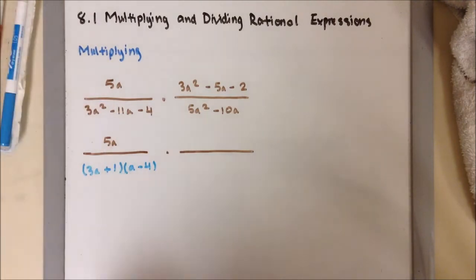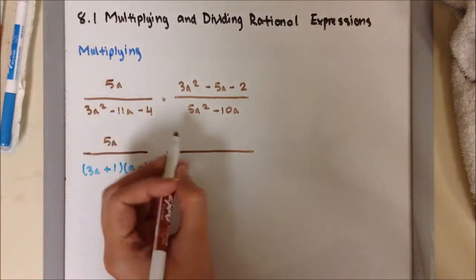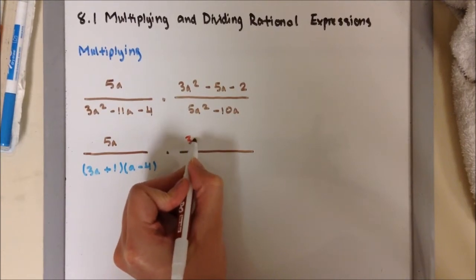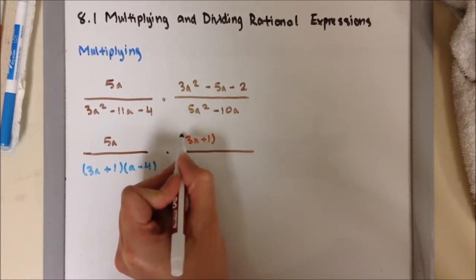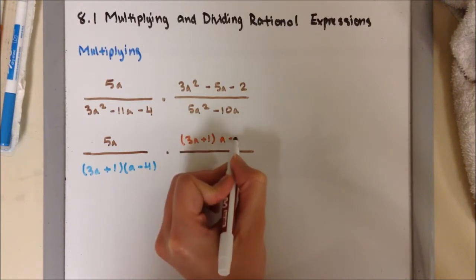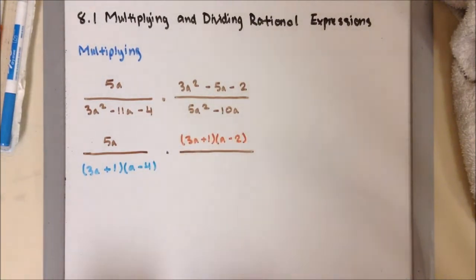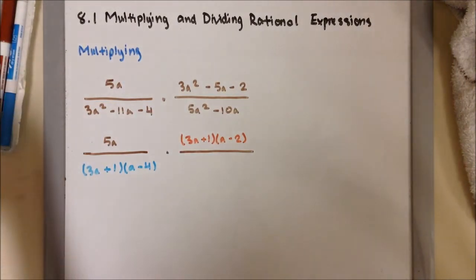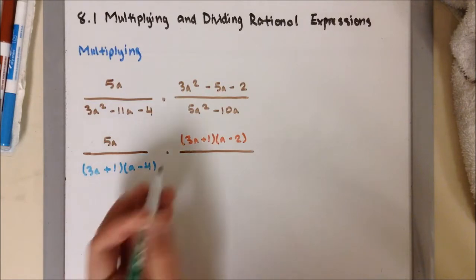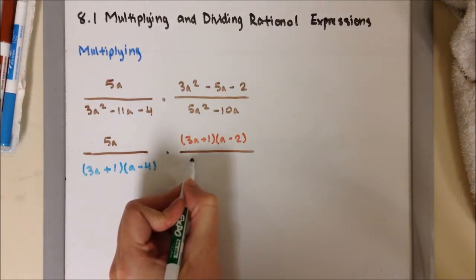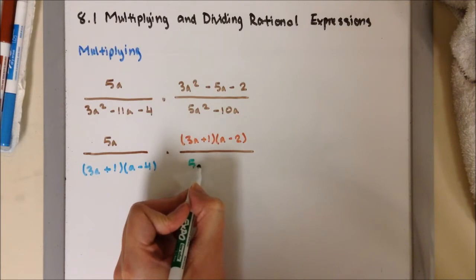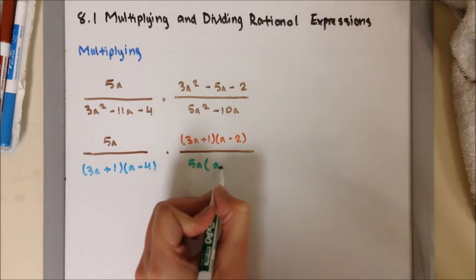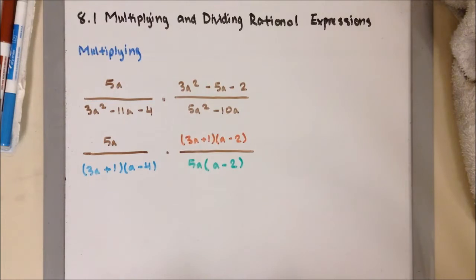Alright, in the numerator of the second rational expression, you should have gotten 3a plus 1 times a minus 2. And again, if you didn't get the same factors, pause this video and double check the work before moving on. Lastly, for the denominator, the factors are 5a times a minus 2. Alright, so these are the factors that you should have gotten as you're doing all the work.